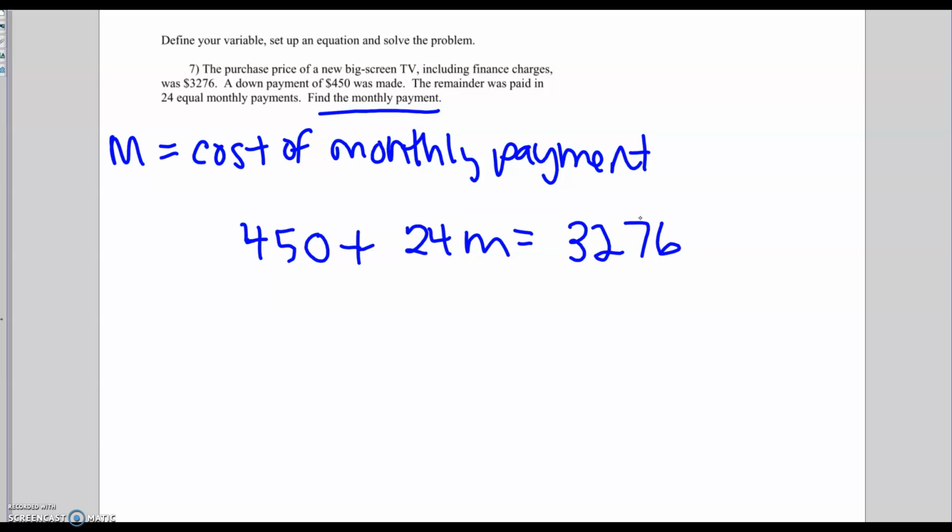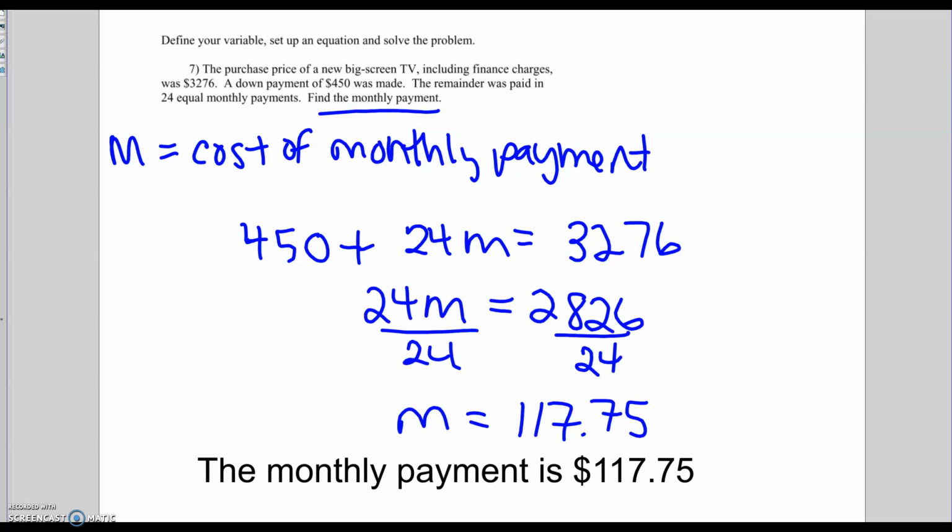All right, go ahead and take a minute and solve this problem for how much your monthly payment is. All right, the M equals 117.75. For any word problem, please write your answer in a sentence so you always check back to make sure you answered the question. So the monthly payment is $117.75.